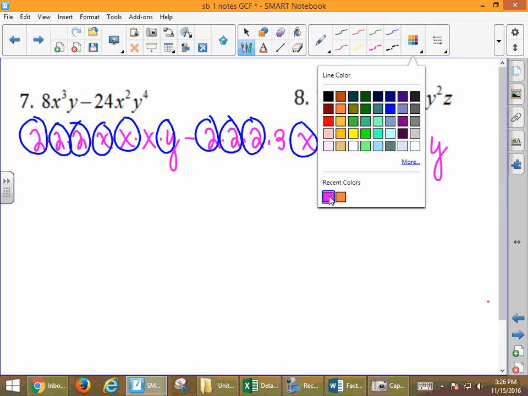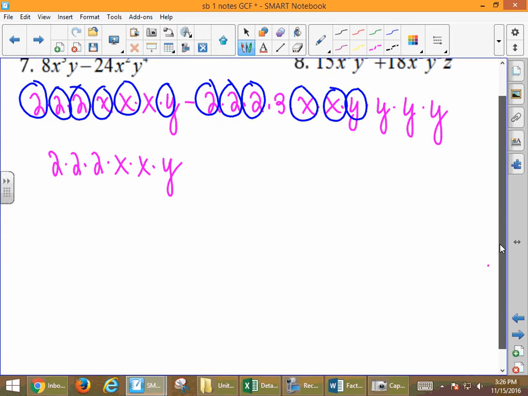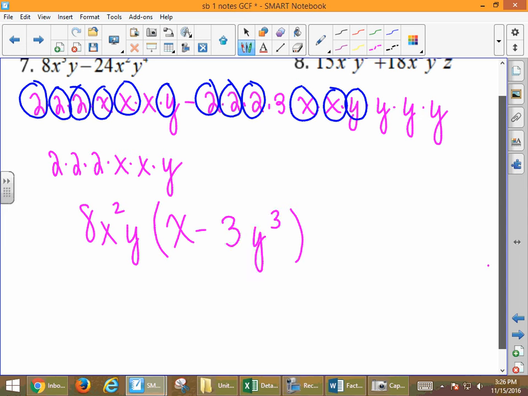So our greatest common factor is going to be the value that we circled here. It's 2 times 2 times 2 times x times x times y. And if we simplify that, we end up with 8x squared y. And that's our GCF. So what is going to go in our parentheses? Well, the only value that we don't have circled in the first term is x. And over here in our second term, we have the minus 3 y times y, which is y cubed.